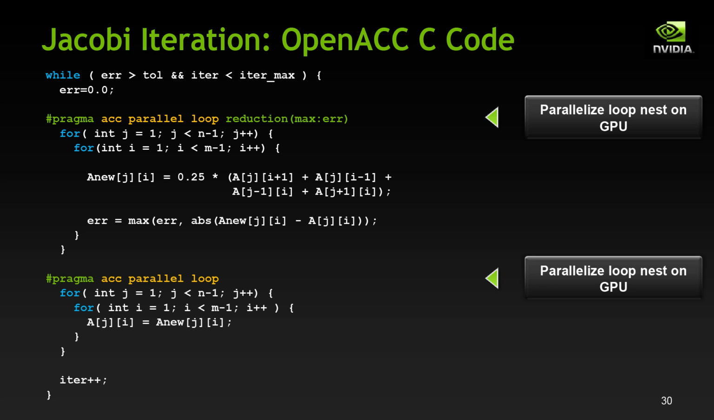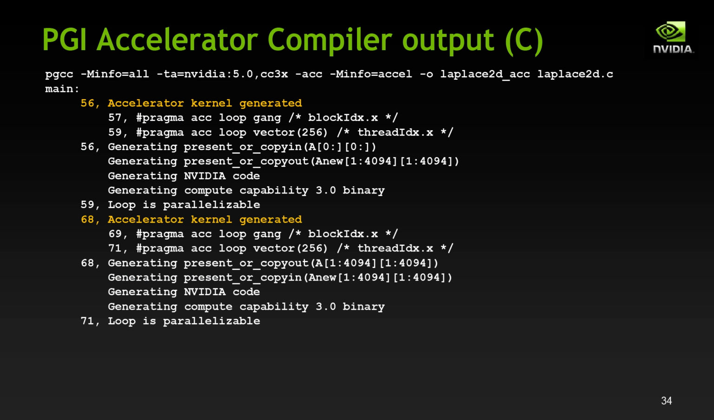Notice I don't need to give a shared scope anymore. That's just the default with OpenACC. I do still need to say it's a reduction, but all I've done is say, please parallelize this loop. Do it on the GPU, and also please parallelize this loop on the GPU. And what should happen is we should get 2 GPU kernels out of this. And if we look at the compiler output, we do.